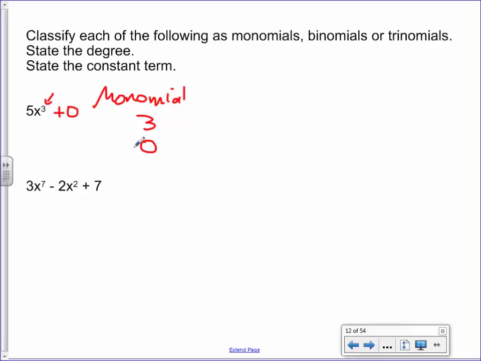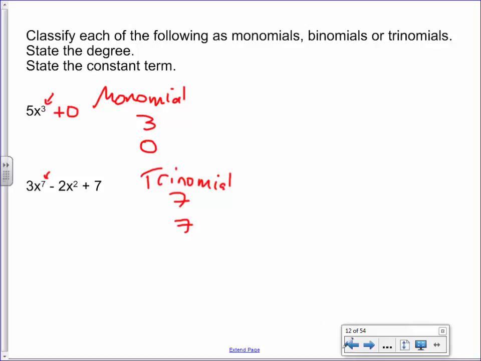That's all. Let's try the next one. Monomial, binomial, or trinomial? Because there's 3 of them, right? Can any of them go together? No, they're not like terms, so trinomial. The degree is the biggest exponent, 7. What about the constant term for this one? Now, for different reasons, though, right? This 7 was the degree of 7. This 7 right here is what the constant term was. If it had been a minus 7, it would be a minus 7. Okay.